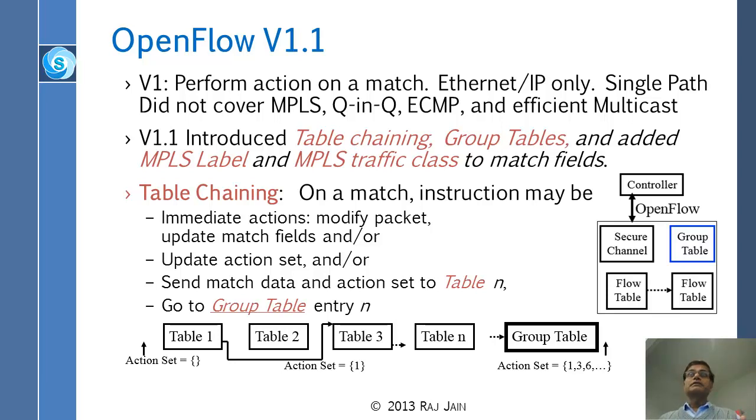Now there are many tables, in 1.1, right? The reason they needed to do this is because they needed to support some new protocols that they had not thought about before, in particular MPLS. MPLS has stacks of labels. You cannot look up all of them in one sweep, so you have to look them up by a sequence of tables. And so the new concept is table chaining and group tables.